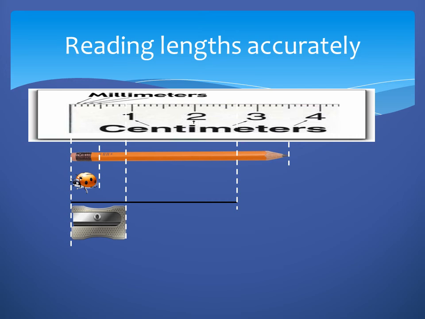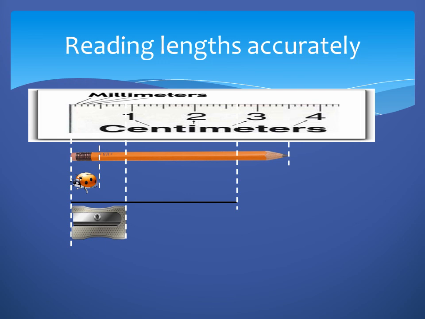The same thing goes for the sharpener. Okay, the sharpener is just 9 millimeters, because it's not even up to 1 centimeter. But the line is 2 centimeters and is not up to 3. So we count the lines in between. 7. So the line is 2.7 centimeters, not millimeters, please. Or you can either say 2 centimeters and 7 millimeters, or 2.7 centimeters. Okay. All right.